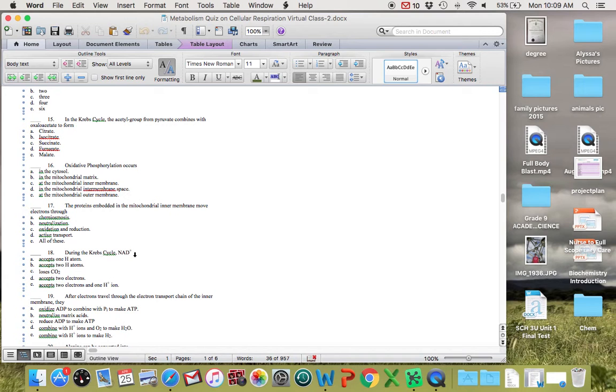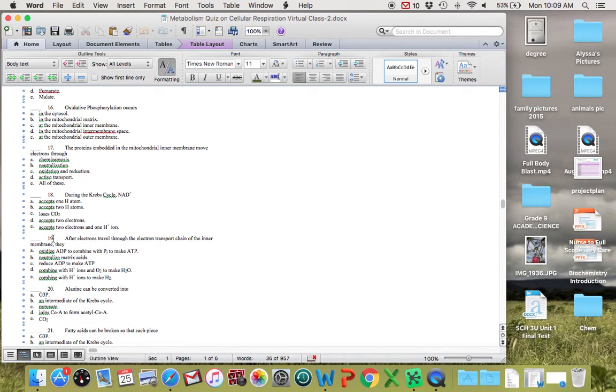18, during the Krebs cycle, NAD+. This was kind of a tricky one. It picks up 2 electrons and 1 H+ ion. So 18 was E. Again, these are some of the small details that you need to know if you want to get the high 80s, low 90s in this class. After the electrons travel through the transport chain, they are finally accepted by oxygen. That's why we need to breathe in oxygen, it's the final acceptor of electrons. So 19 is D.